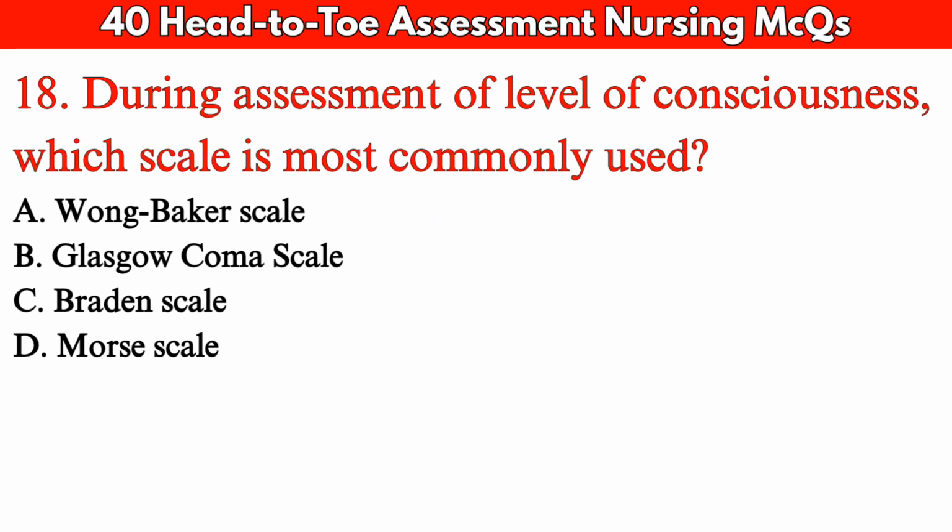During assessment of level of consciousness, which scale is most commonly used? A. Wong-Baker scale, B. Glasgow Coma scale, C. Braden scale, D. Morse scale. Correct answer B. Glasgow Coma scale. The Glasgow Coma scale is the standard tool used to assess level of consciousness. It evaluates eye opening, verbal response, and motor response. The Wong-Baker scale measures pain, the Braden scale assesses pressure injury risk, and the Morse scale evaluates fall risk.